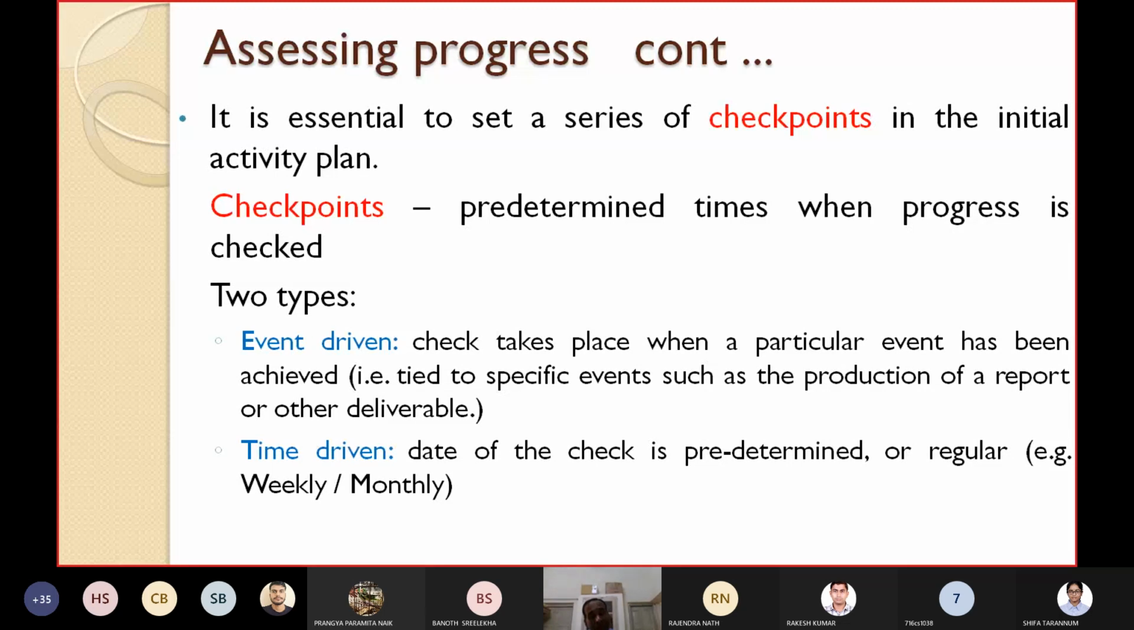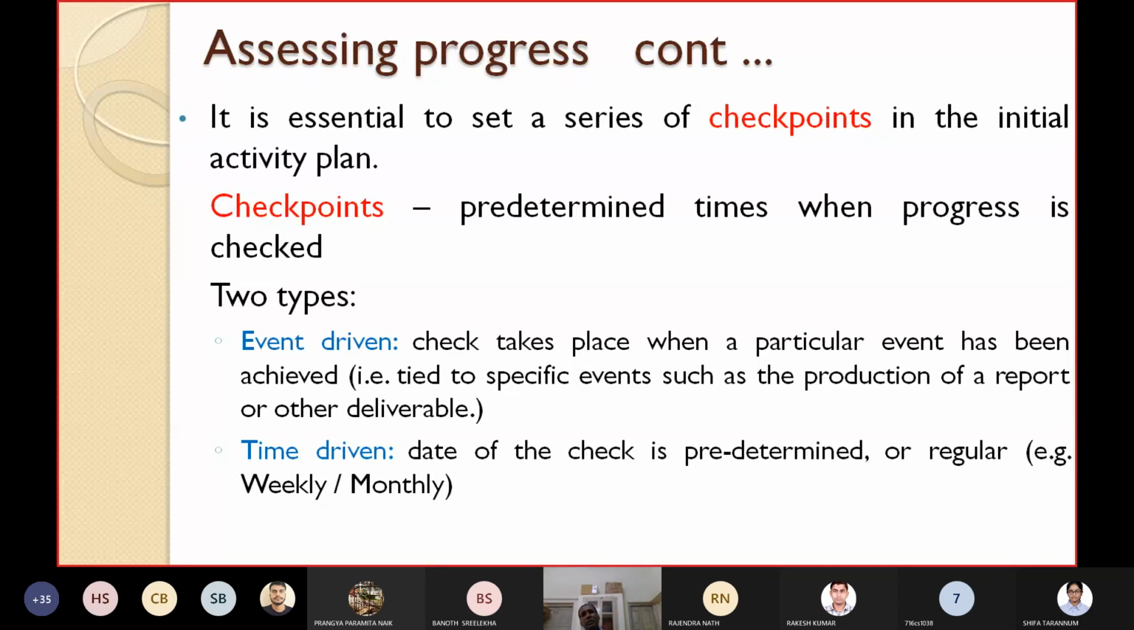Then the next one, time driven. Time driven means the date of the check is predetermined or it is regular. Here there is a timing component attached. So the date of the check is predetermined or it is regular.